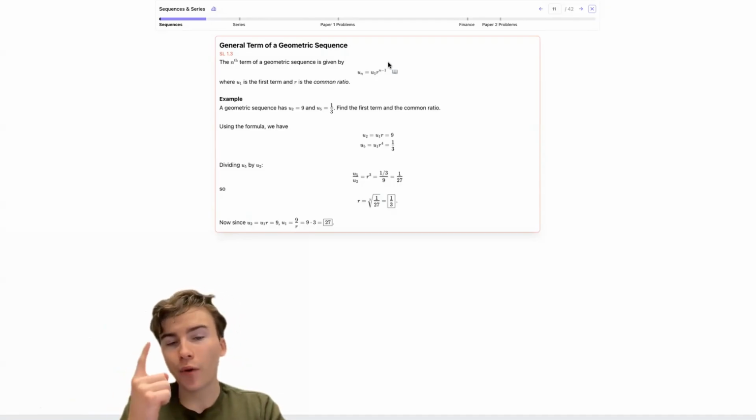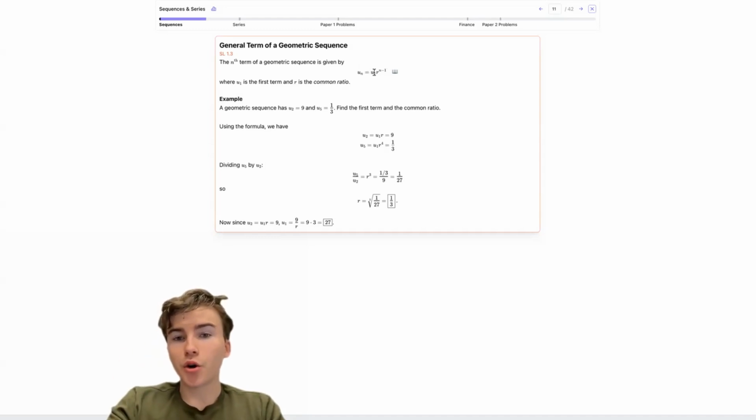We didn't multiply by r to get to u1. And to get to u2, we multiply by r once. So that's 2 minus 1, which is 1. So multiplying by r, n minus 1 times, is just r to the power of n minus 1. And this is the formula that you have for your geometric sequence, and this is in your formula booklet. So let's do an example.